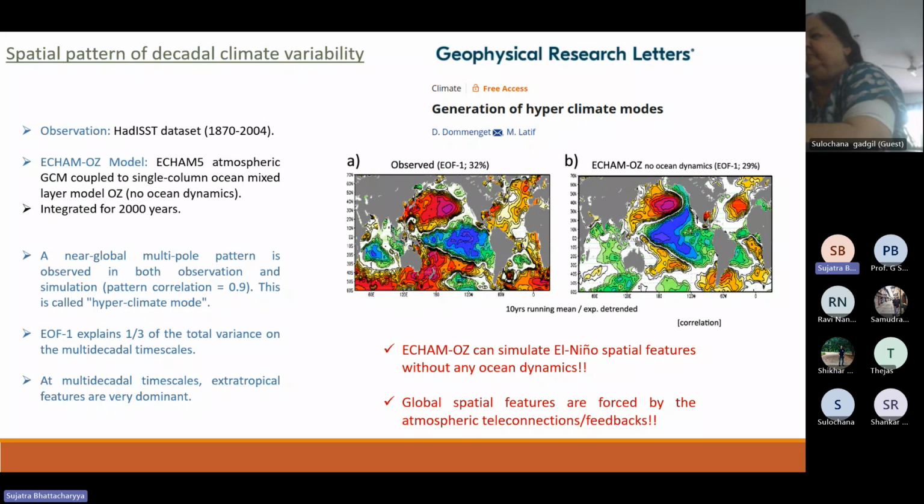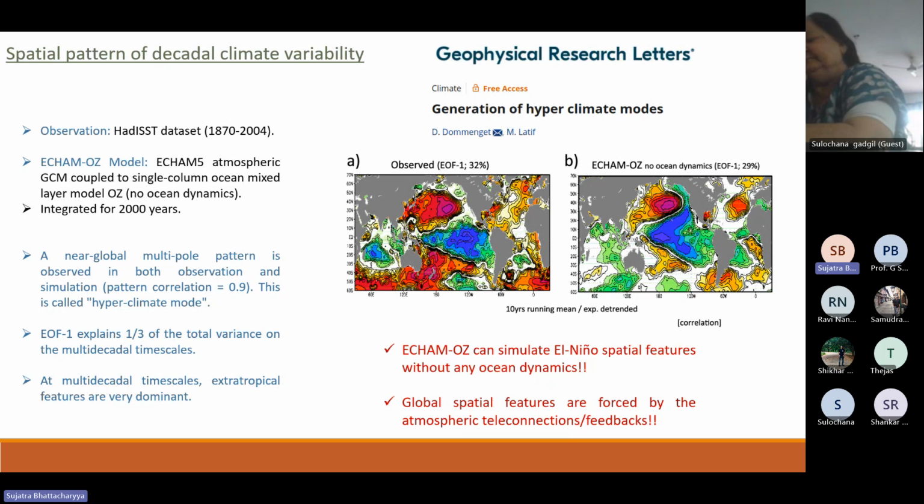Yeah, so in order to address the natural climate variability, they have detrended the data set to remove the global warming signal. This is a general way to remove the global warming signal, if you detrend the data set. And then in order to remove higher frequency components, they have done the 10-year running mean. Okay. And then they have done the EOF for the global SST from this observation, HadSST.